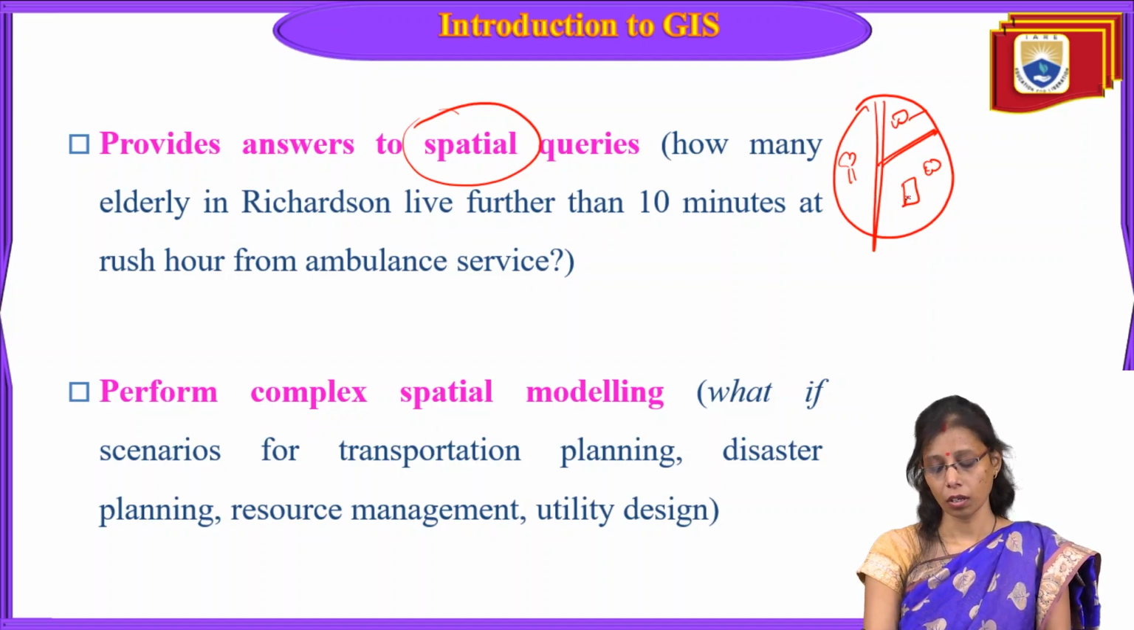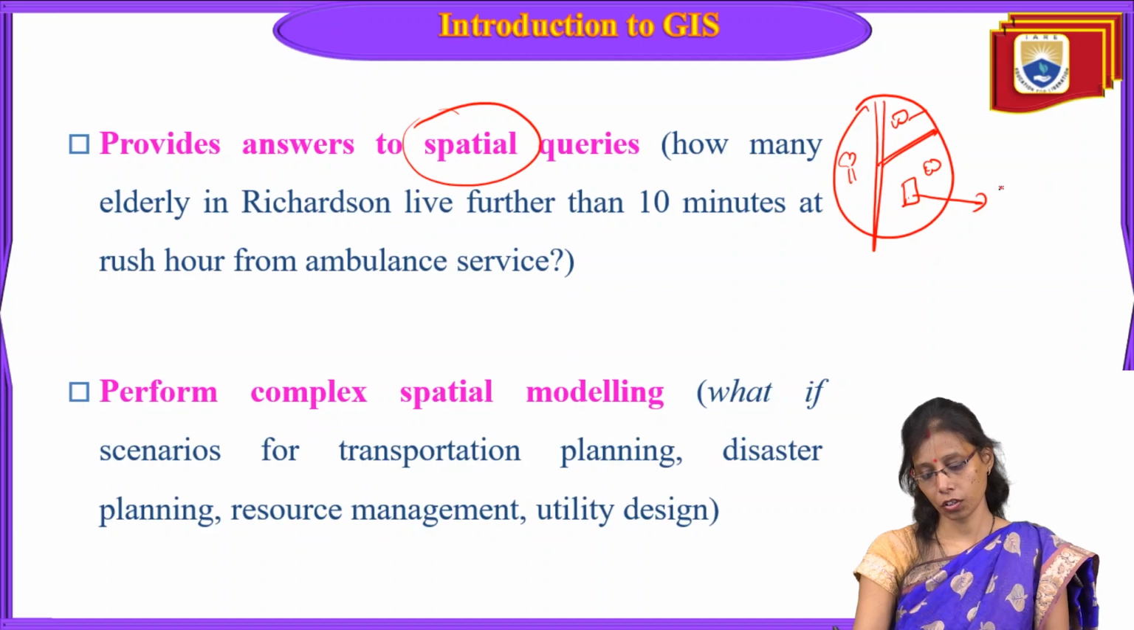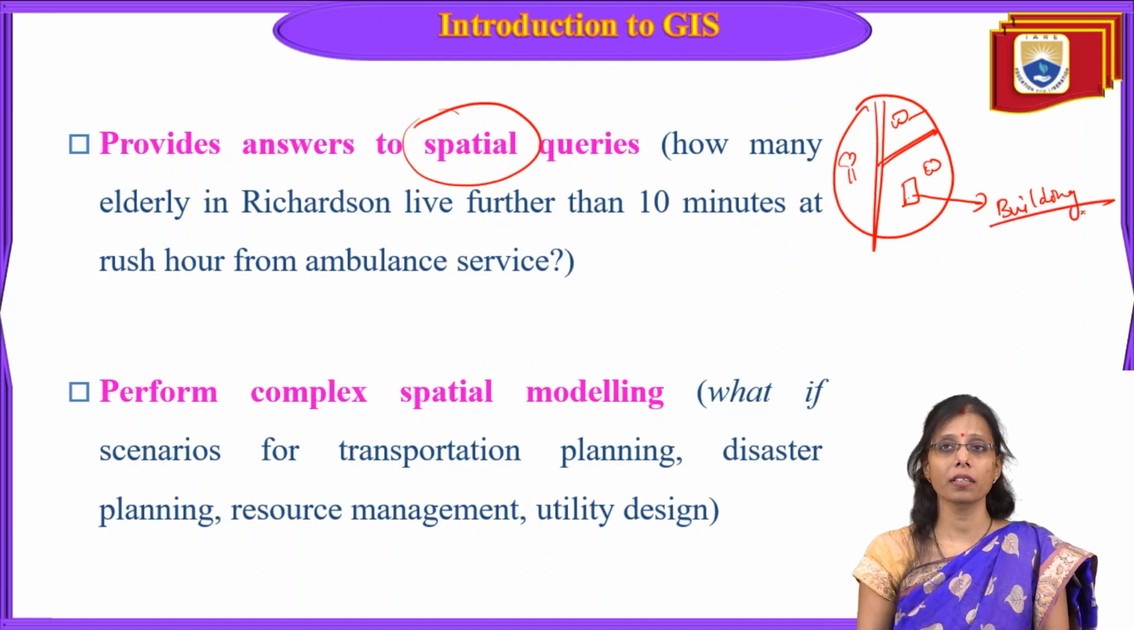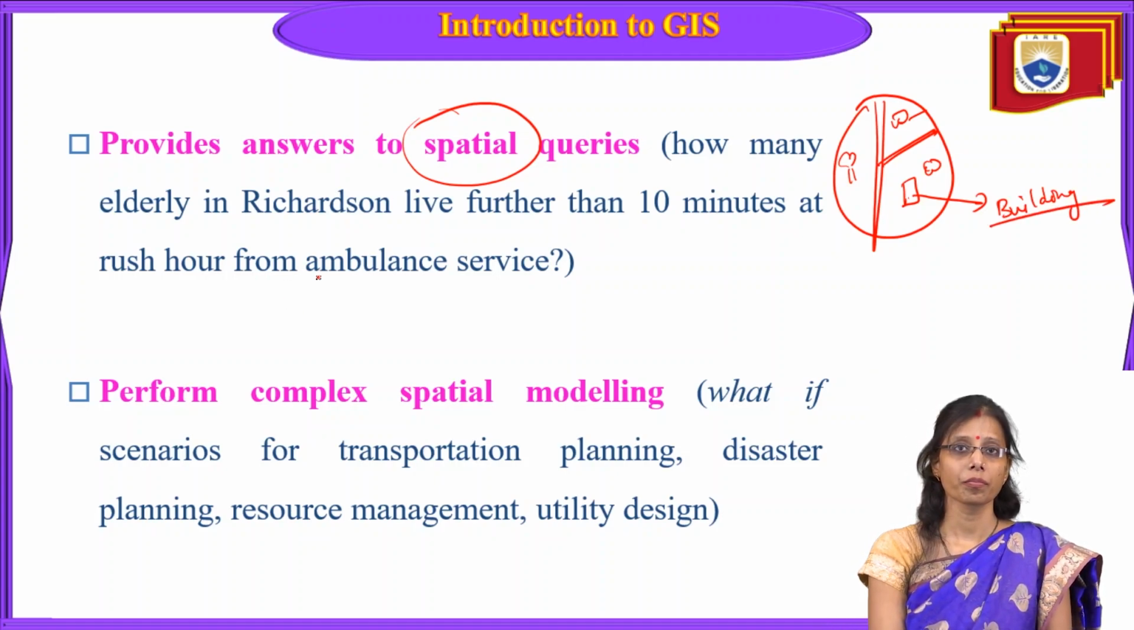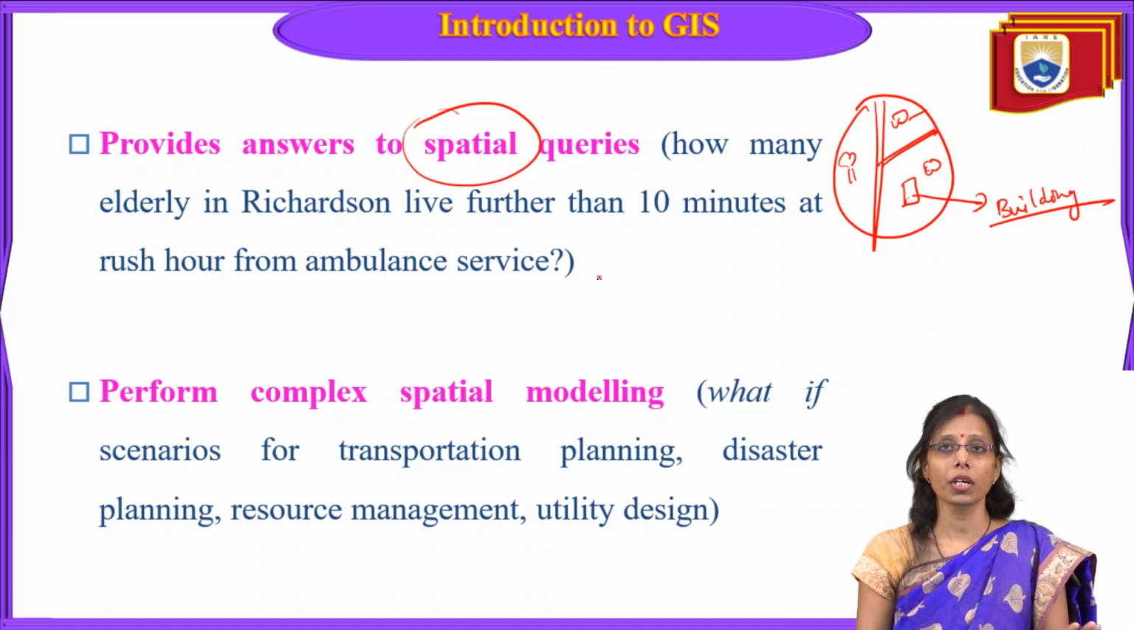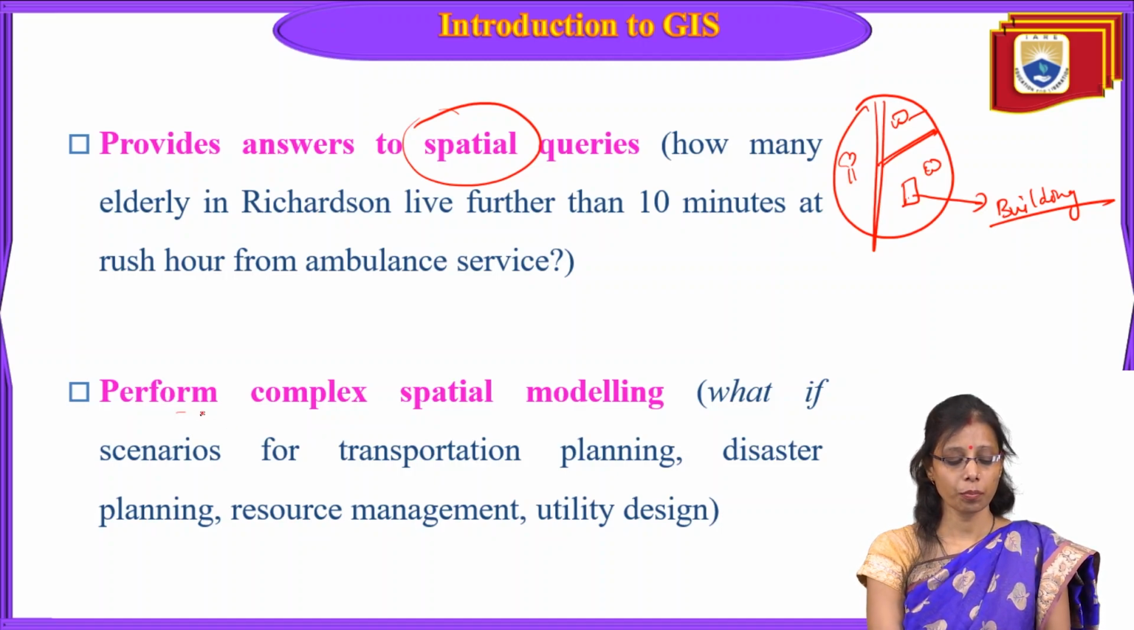Answers means this is the spatial data which is giving you the information. So the queries it will give you answers to are like: how many elderly people live further than 10 minutes at rush hour from an ambulance service? All that information, if you want, you just put a query to the software, and it will give you the answers once the data is fed to it.